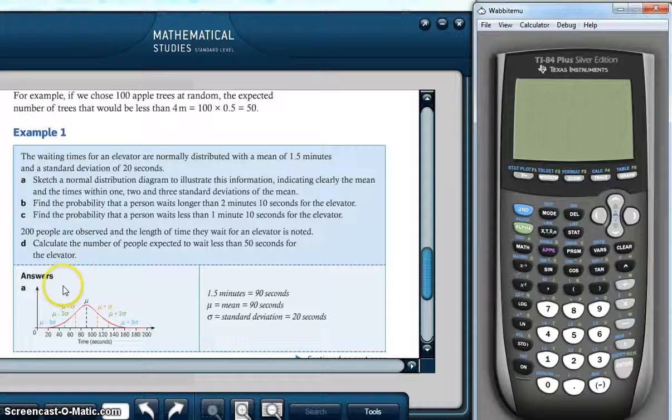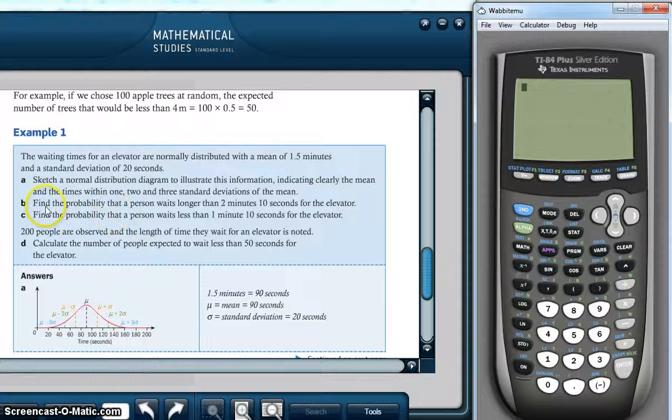You can see here that they've drawn the distribution for you. The mean is right here at 90. And then they have 1 standard deviation, 2 standard deviations, and 3 standard deviations in both directions. So I'll leave that at that.